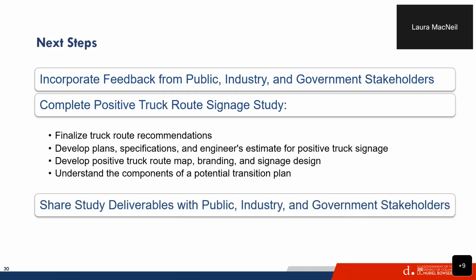For our next steps for the study, we are looking to incorporate feedback from public, industry, and government stakeholders, complete the deliverables of this truck route signage study, finalize truck route recommendations, develop the plan specifications and engineer's estimate for positive truck route signage, develop a positive truck route map, branding and signage design, and understand the components of a potential transition plan. Then we will share these study deliverables back with the public, industry, and government stakeholders to determine next steps and any future potential investments based on these study findings.